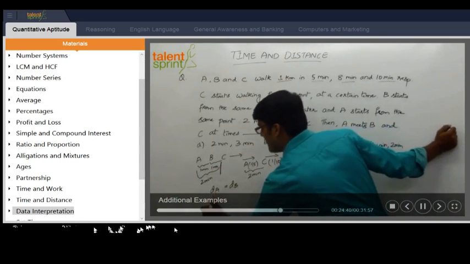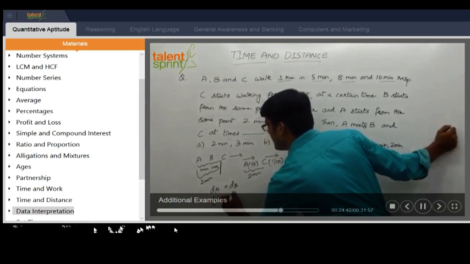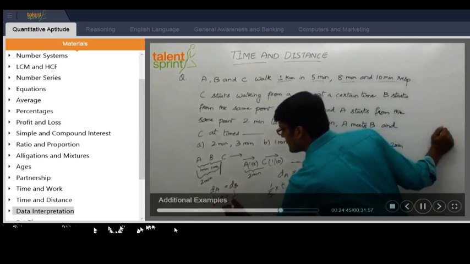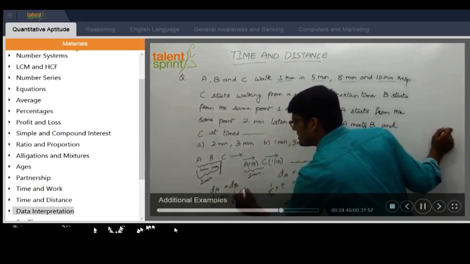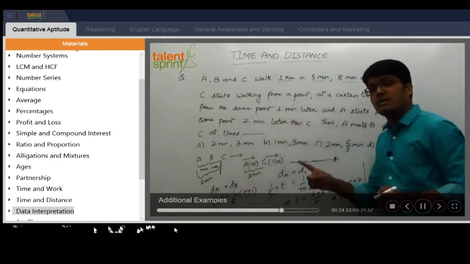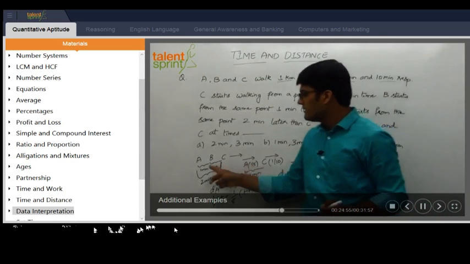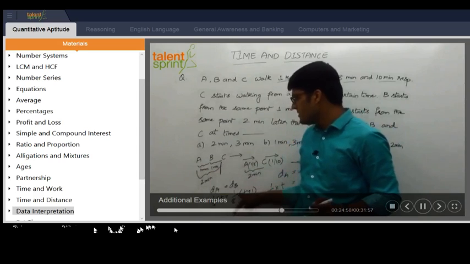So 1 by 5 into time taken by A, let's say T, and distance, speed of B. What is the speed of B? 1 by 8 into time taken by B is equal to T plus 1. Why is it T plus 1? Because B will run for 1 more minute. B started 1 minute earlier, right? The time gap between A and B is 1 minute. So B will run for 1 minute.